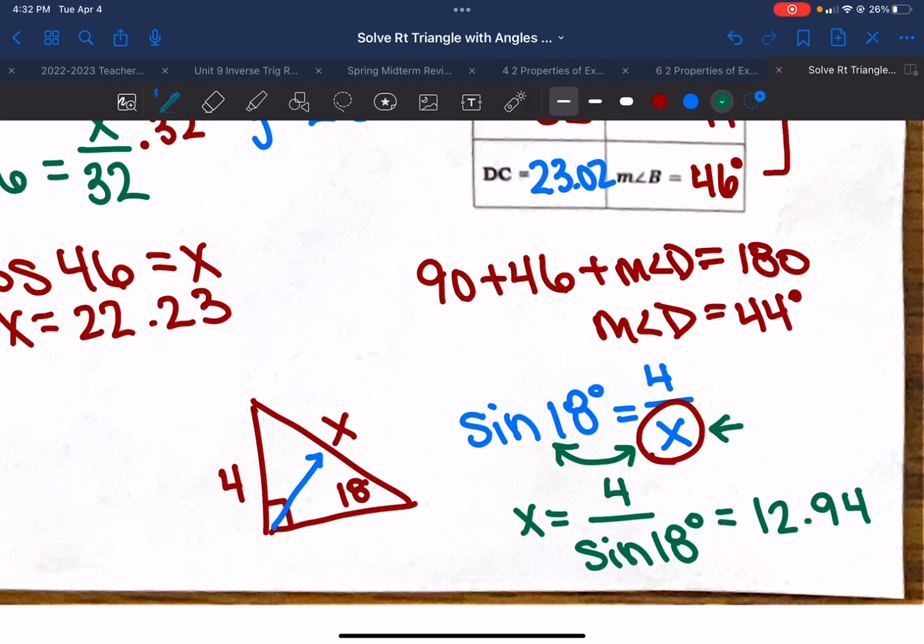So just to give you an additional example of a type of problem that you may see, if you're looking for a variable that is not in the numerator, instead of multiplying, you're going to go backwards and divide. 4 divided by sine 18.